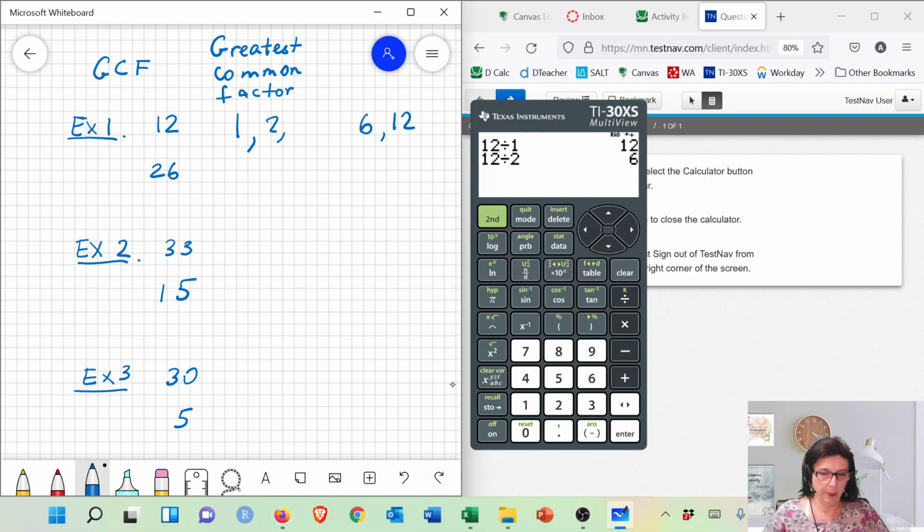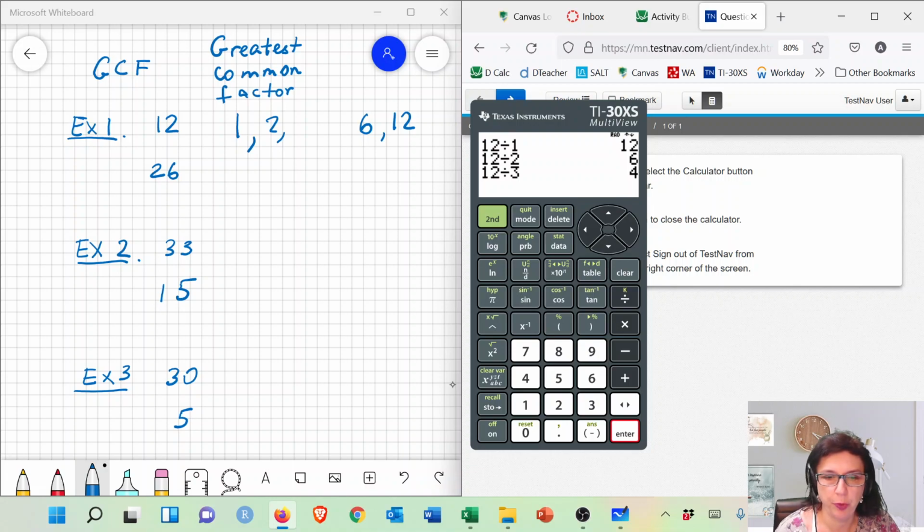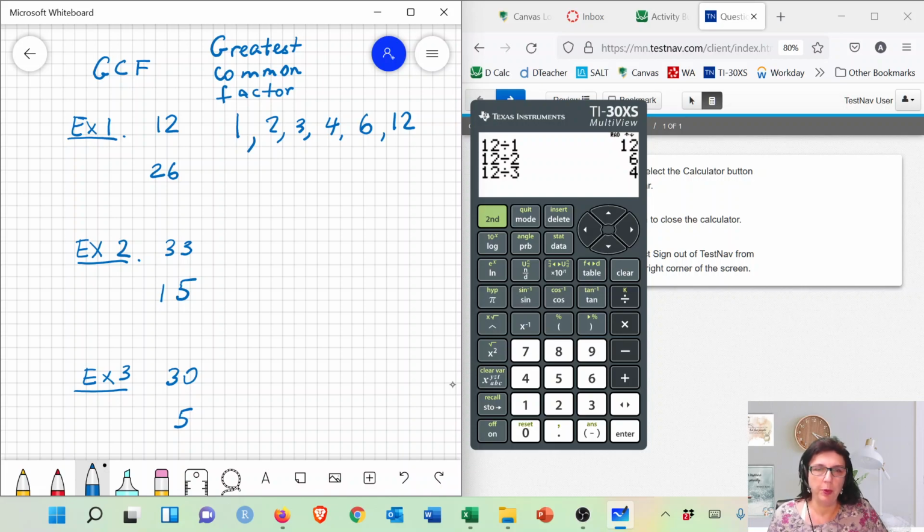Okay, let's go up another. After 1 and 2, the next one is 3. Is 3 a factor of 12? Let's check that out. 12 divided by 3. Yes, it's a 4. So 3 is a factor, 4 is a factor. But maybe I'm missing something there. What would be the next one after 3? That would be 4, but we already know it's a factor, so we're going to skip that.